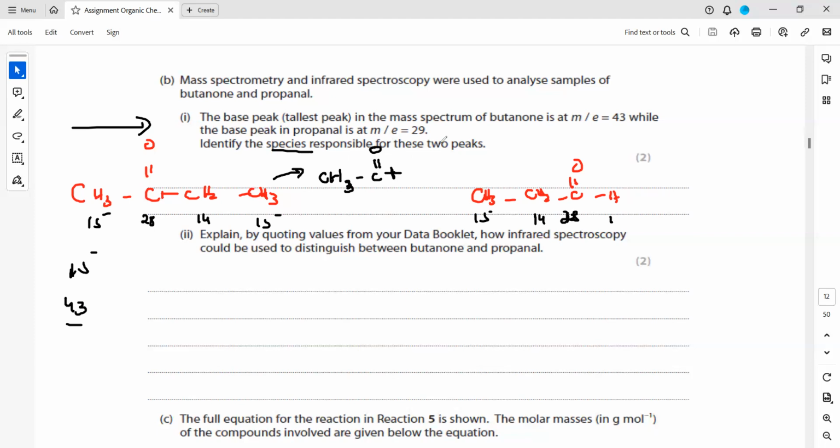And for propanol, it's 29. If I read 15 plus 14, this is making 29. So I can say CH3, CH2 is responsible for giving 29 here. I don't have to check others, even though there will be 29 if I read from here as well, because there are many peaks which might result in 29. If I get one answer, I don't have to do the whole question. I just move on to the next one.